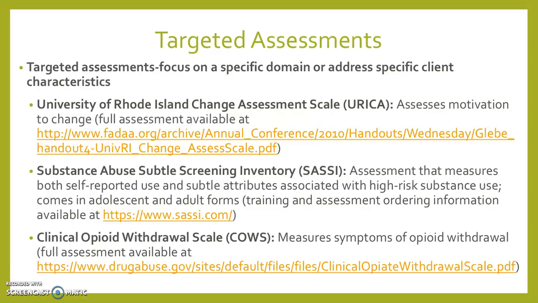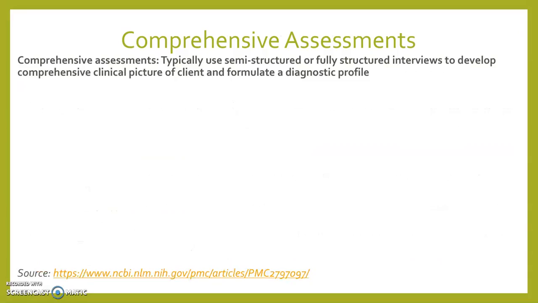There is a Clinical Opioid Withdrawal Scale, or COWS, which measures symptoms of opioid withdrawal. This assessment is available freely online and can be helpful to those clinicians who are practicing in outpatient settings or residential settings where opioid withdrawal might be experienced. This assessment is specifically for measuring the degree of opioid withdrawal symptoms and syndromes.